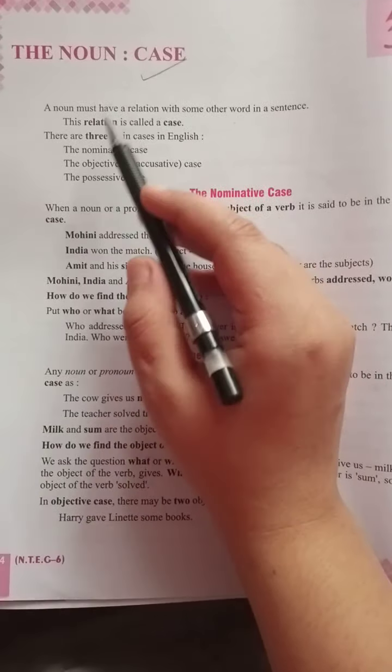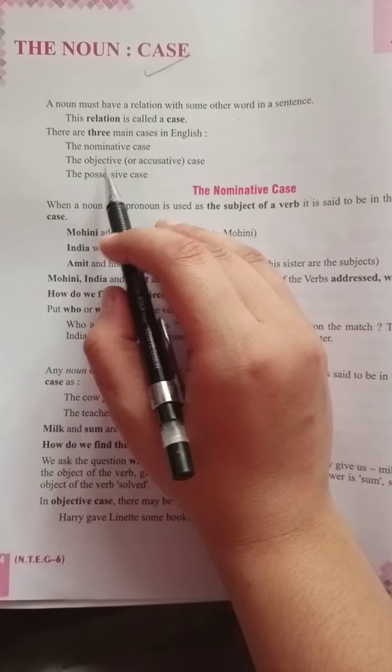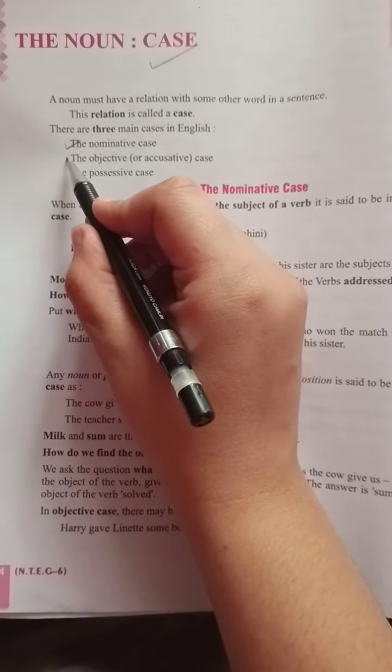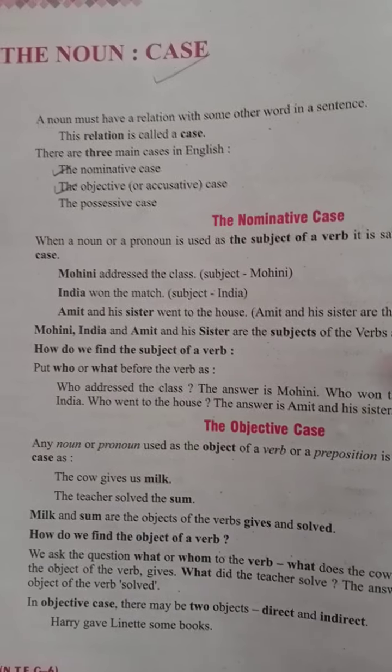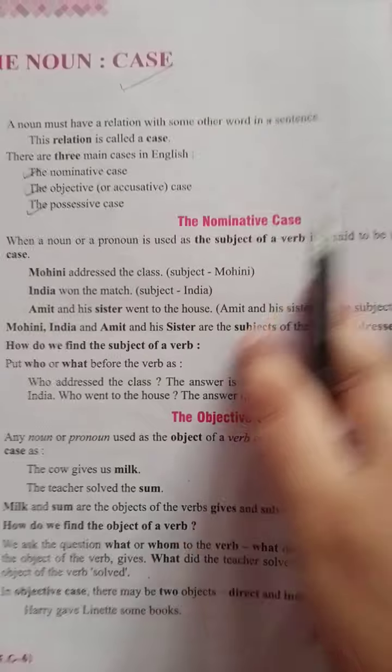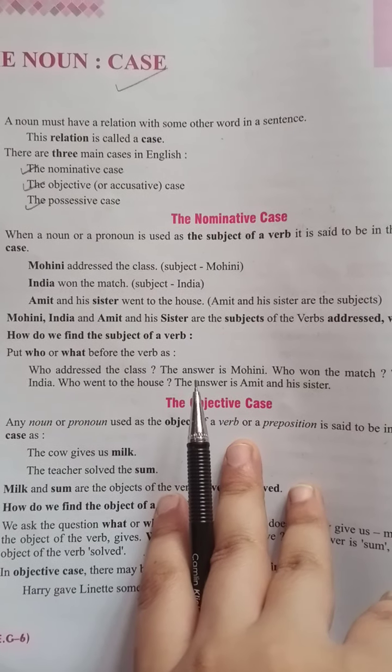Okay, there are three main cases in our English. First one is your nominative case, which is also known as subjective case. Second one is your objective case, which is also called accusative case. And third one is our possessive case, that shows the possession. Okay, let's discuss about the nominative case first.